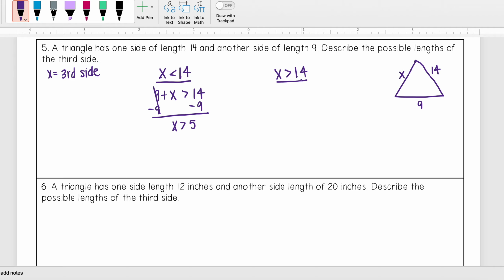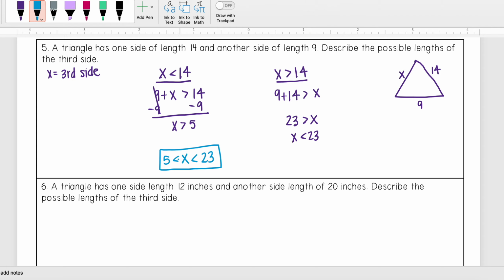Now, if x is bigger than 14, that makes it my longest side. And so I know, again from the triangle inequality theorem, that 9 plus 14 should be bigger than x. When I add 9 plus 14, I get 23 is bigger than x. So in other words, x is less than 23. So I see two different possibilities here: x is greater than 5 and x is less than 23. When we have these "and" statements, we do a compound inequality. So when I'm writing out my answer, the third side length is going to be between 5 and 23. I would write that as 5 is less than x, which is less than 23. So my third side length can be anywhere between 5 and 23.